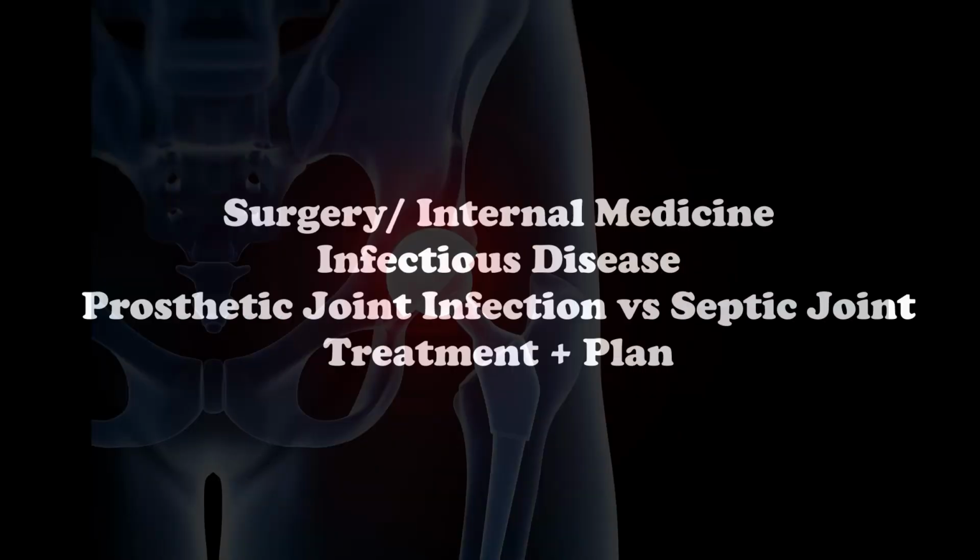Okay, prosthetic joint infection. Pay attention because this is different from a septic joint that belongs to your body. When it comes to prosthetic joint infections, remember that the leukocyte count is usually elevated to around 1,000 versus a native joint can be over 50,000.